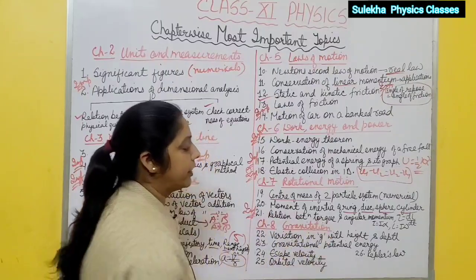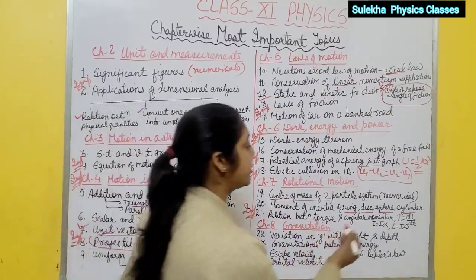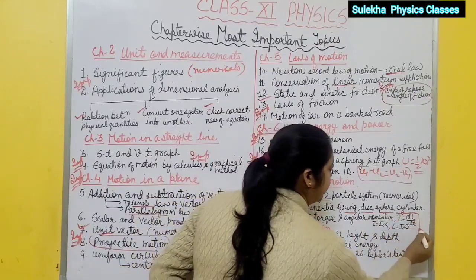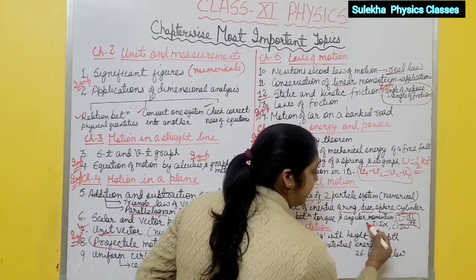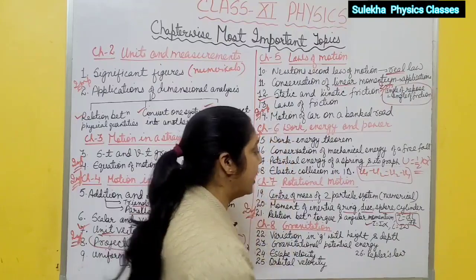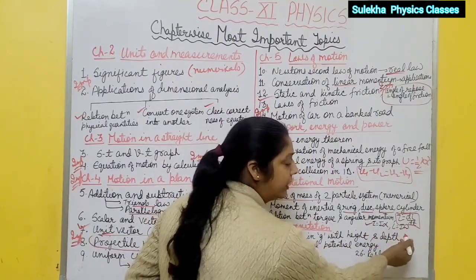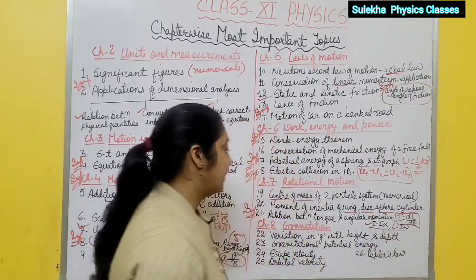Relation between torque and angular momentum. What is the relation? Tau equal to dL by dt. This topic is very, very important. Also some other relations like tau is equal to I alpha, where I is moment of inertia, alpha is angular acceleration, and L equal to I omega. These 2 topics are also important.